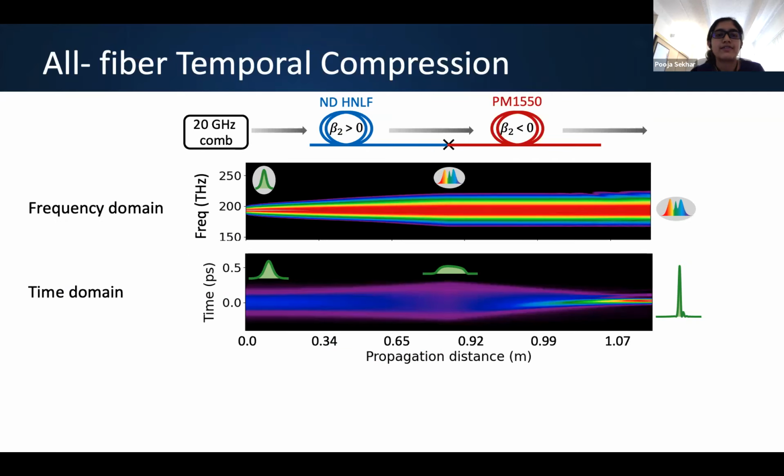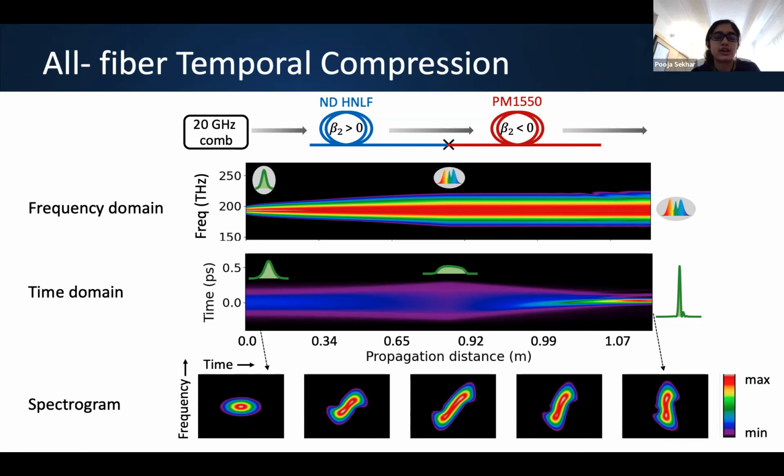The main difference that we have incorporated in this design as compared to our previous efforts is all fiber integrated temporal compression. Here, the comb pulses are amplified and sent through normal dispersion highly nonlinear fiber for spectral broadening in the initial stage. And then the broadened pulses are sent through a PM1550, which is anomalous dispersion at the pump wavelength, to compensate for this extra dispersion added. So this PM1550 replaces the diffraction grating so that the pulses don't have to go back to free space from this fiber. And this results in a more compact and low loss system, which can be easily maintained.